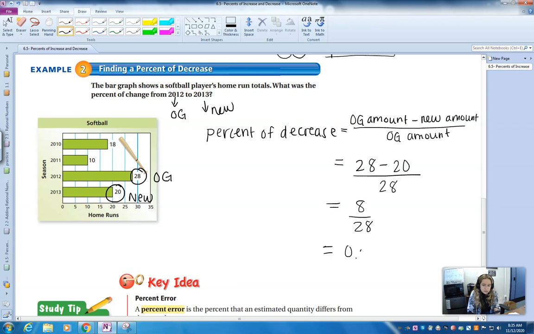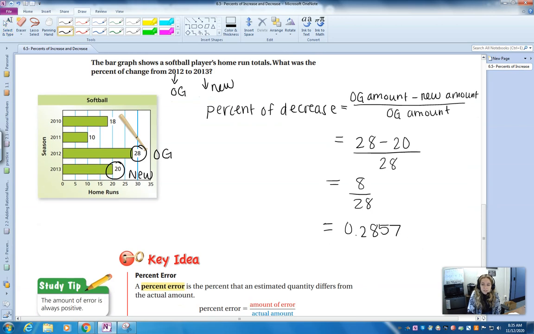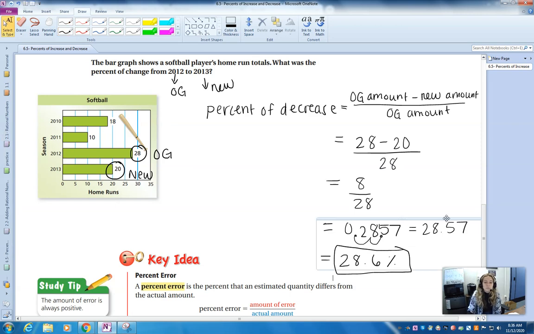So it goes 0.2857. So remember, you can either multiply it by 100 or you can move the decimal point 2 places to the right. So to the right, to the right. So that gives me 28.57. And then let's just round to the nearest tenth since it doesn't tell us what to round to. And that's going to give me 28.6%. So the percent that it is decreasing is by 28.6%. Okay? So that is percent of decrease.